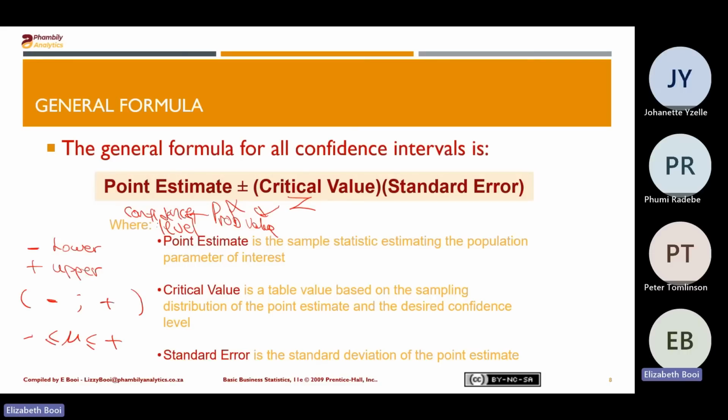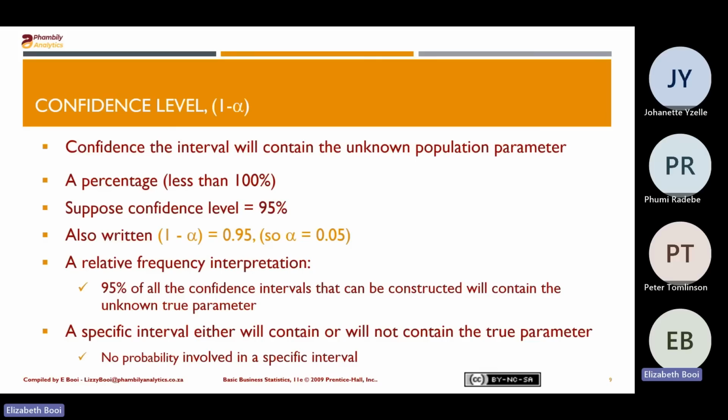Now, how do we find those things? Let's talk about that confidence interval or confidence level. That will give us this probability value that we are looking for. So a confidence interval will contain the unknown population parameter. We know that we have talked about it from the definition of confidence interval.